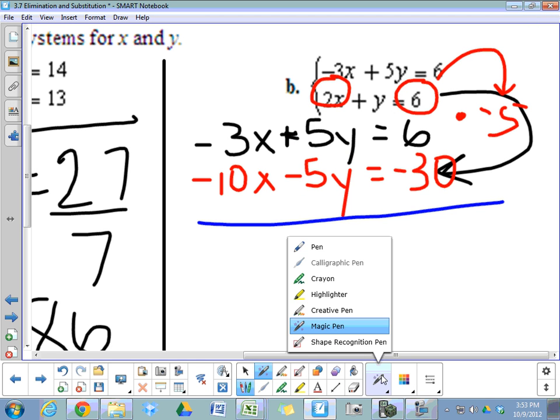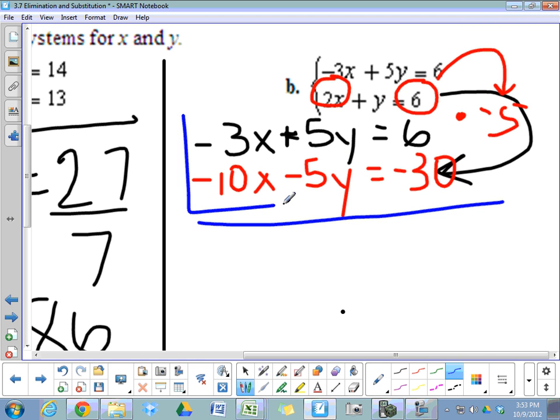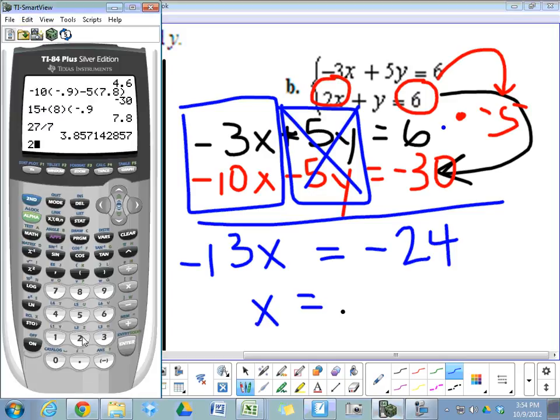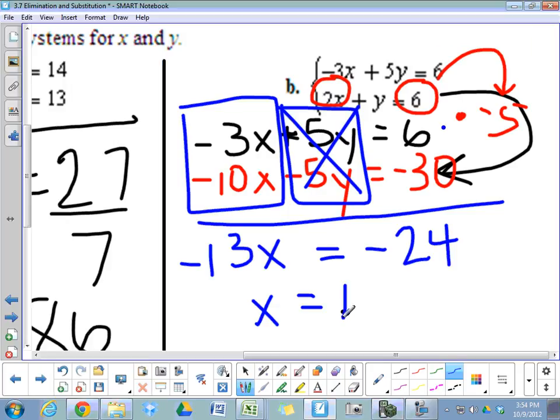So let's go ahead and add the x's together. Negative 3x plus negative 10x is negative 13x. Positive 5y and negative 5y will eliminate. 6 plus negative 30 is negative 24. And we're ready to solve by dividing both sides by negative 13. So we're going to take 24 divided by 13, and we get x equals 1.85. That's the approximate solution for your x.